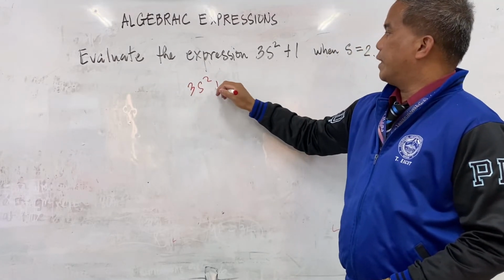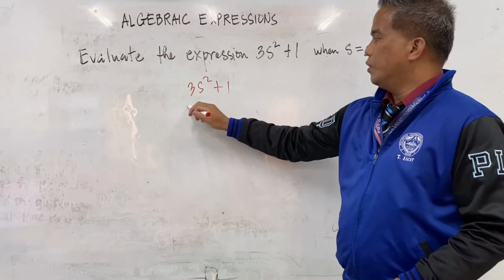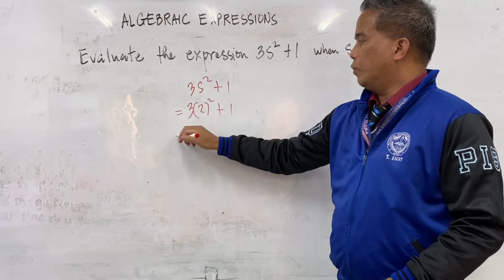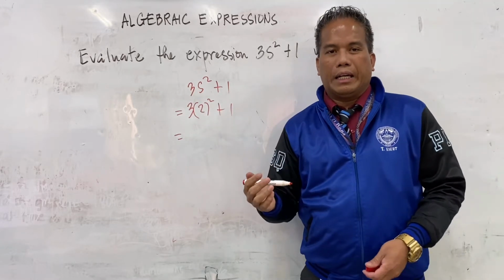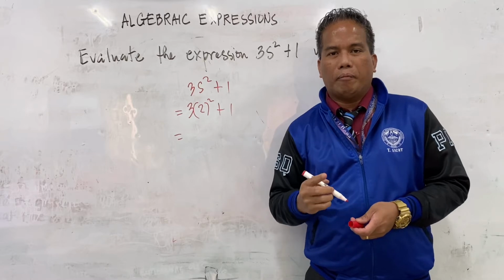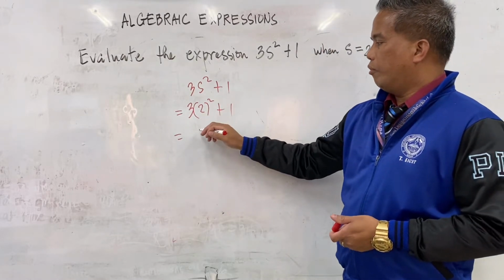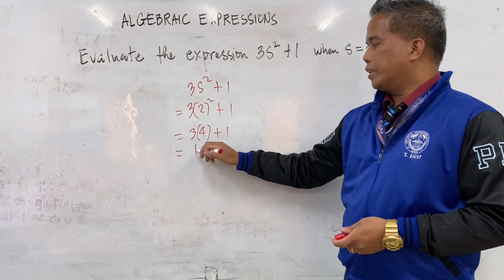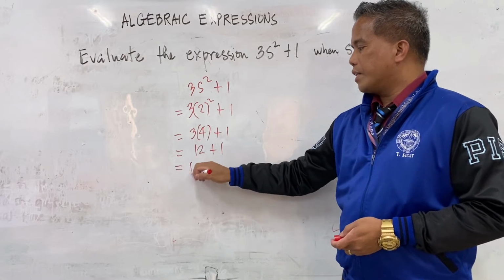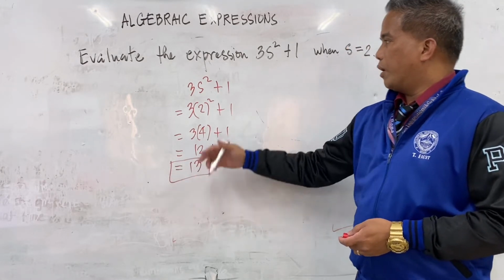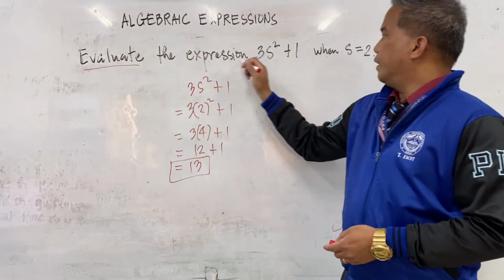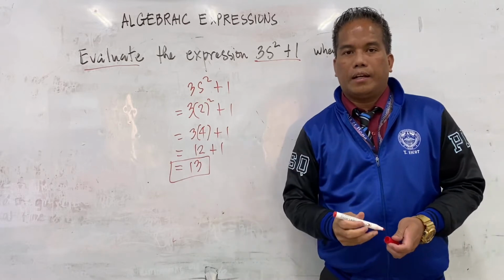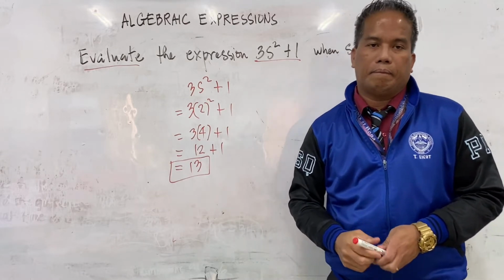So 3s squared plus 1, since s equals 2, so 3 times 2 squared plus 1, then is equal to, you are going to apply the PEMDAS, the order of operations. So 2 squared, we have 4, then times 3 plus 1. Then 3 times 4 is equal to 12 plus 1, so the final answer is equal to 13. So if you are going to evaluate 3s squared plus 1 when s equals 2, this will be the result. The answer is 13.